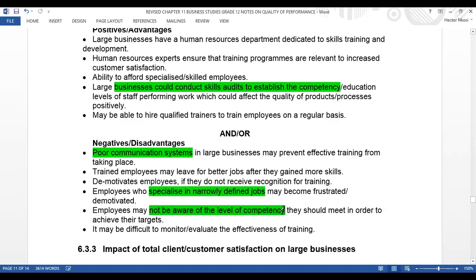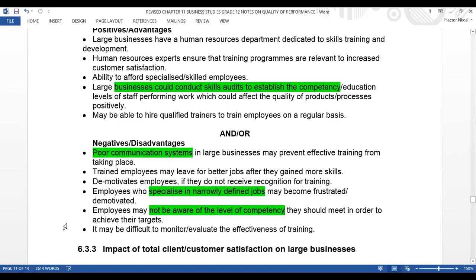Some employees don't even know, okay, like me, I'm a teacher, the level of competence I need. I need to make sure that my kids write assessments. I need to make sure that I mark those assessments. I need to make sure that I capture the marks. I also do feedback sessions with my kids. This is the indication of competency. Some employees might not be aware of what they have to do, and therefore they'll be regarded as not competent.